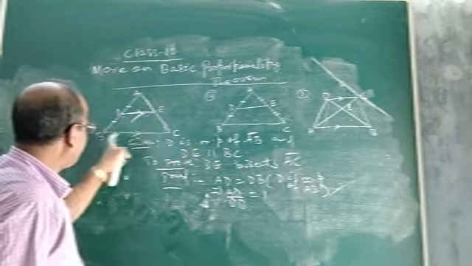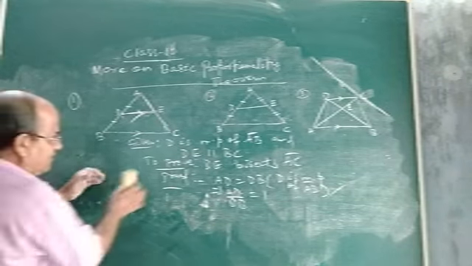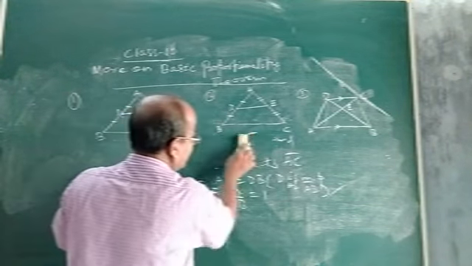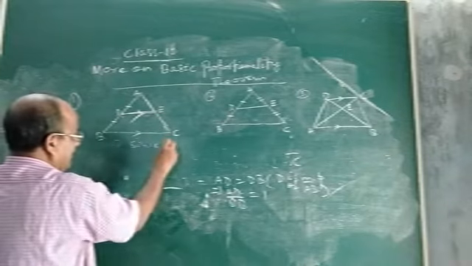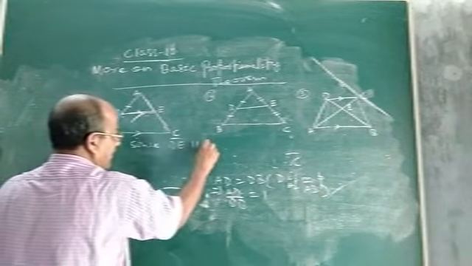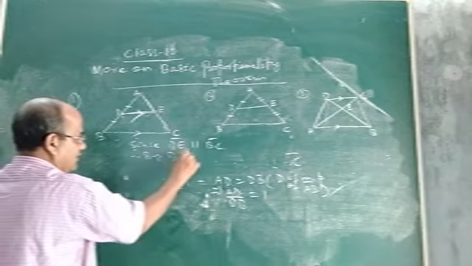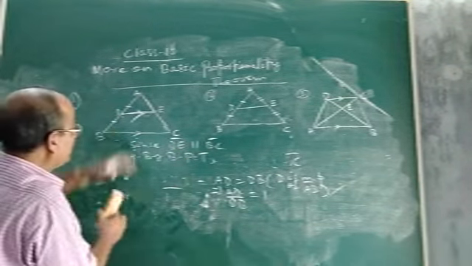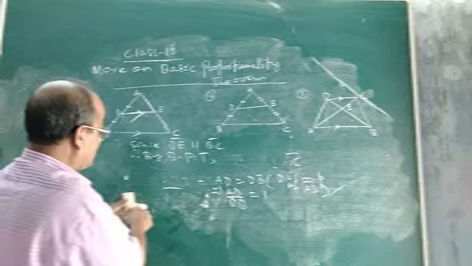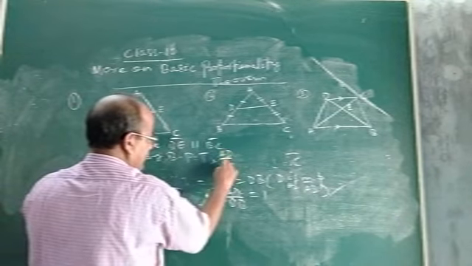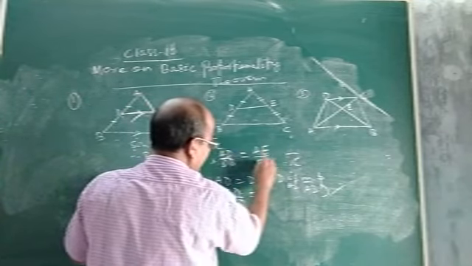If DE is parallel to BC, then by Thales theorem, what is the conclusion? I am writing here. So after this step, since DE is given parallel to BC, therefore by BPT or Thales theorem, what will be the conclusion? AD by DB, we have already read in our previous class. AD by DB will be equal to AE by EC.